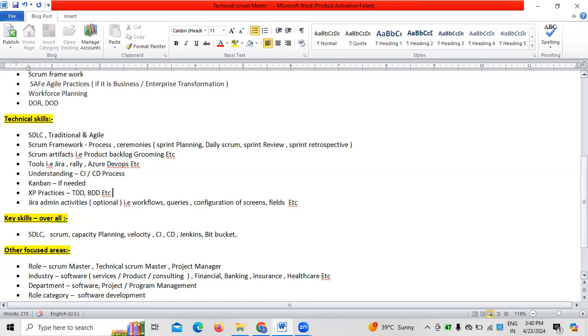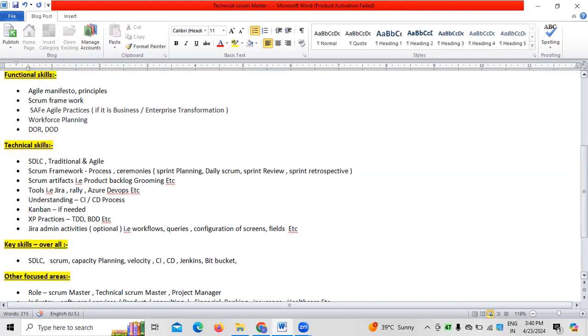And the last one, the administrative activities, I always say it is optional, because depending on the size of the organization, they may require some Jira admin activities also from a Scrum Master, such as creating workflows, queries, configuration of screens, fields, all that. So basic Jira administrative activities, if we have the basics. To what extent we are learning is a different context, because that varies from individual to individual. But knowing what the different Jira admin activities are which normally will be performed, those skill sets are required. So these are the skill sets which are needed for us.